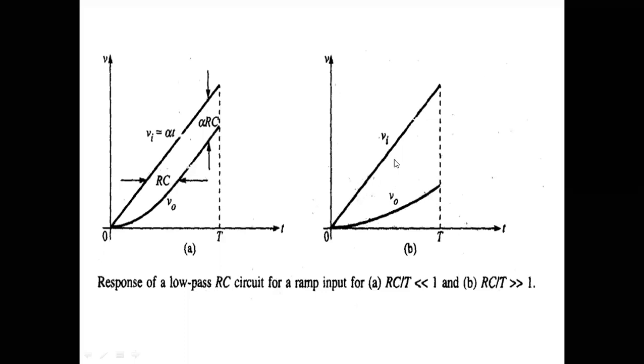Therefore, for a ramp, if the time constant is very large, we get this waveform. As the ramp signal increases, we get t squared by 2, with some constant A, which is alpha by RC. This is your output waveform for the ramp signal.